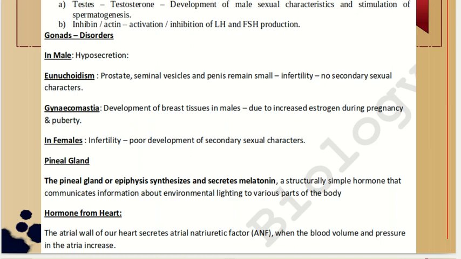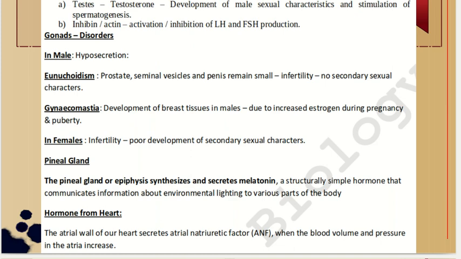Disorders of the gonads. In males, hyposecretion leads to eunuchoidism: the prostate, seminal vesicles and penis remain small, infertility, no secondary sexual characteristics. Gynecomastia, that is development of breast tissue in males, is due to increased estrogen. In females, hyposecretion causes infertility and poor development of secondary sexual characteristics.